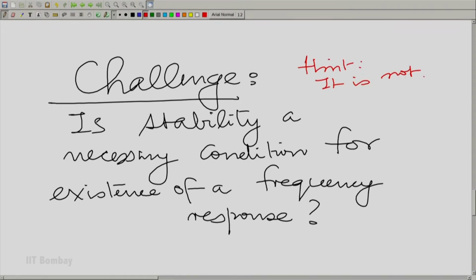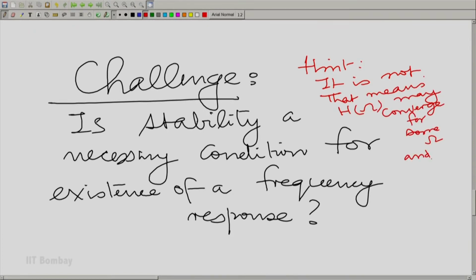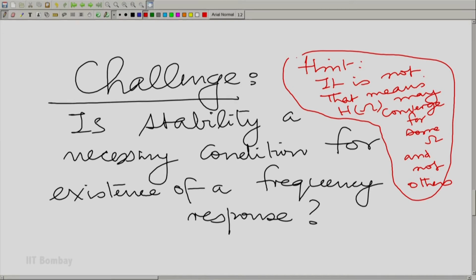In fact, I will give you a hint. It is not. That means the integral may converge. So, it is very interesting. Later on, we will see that even certain, not all, unstable linear shift invariant systems may have a frequency response. There are a few linear shift invariant systems which are unstable, but which still do have a frequency response. That is interesting.